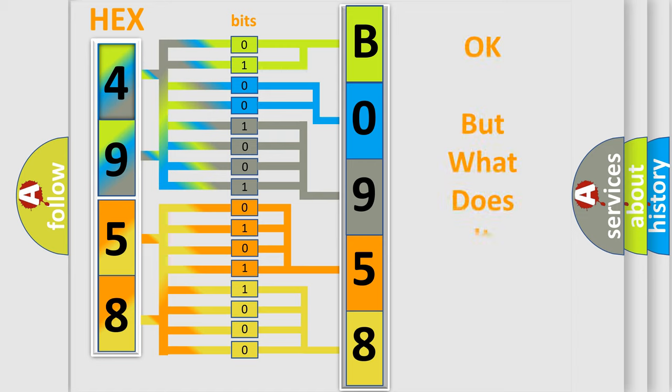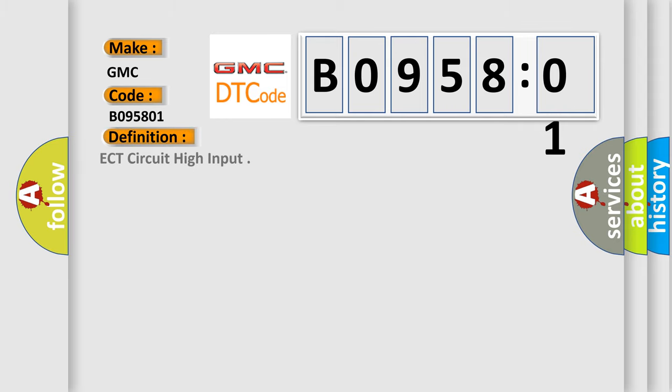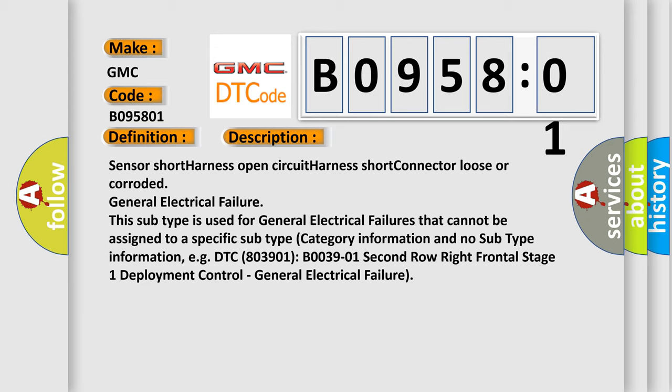The number itself does not make sense to us if we cannot assign information to what it actually expresses. So, what does the Diagnostic Trouble Code B0958-01 specifically mean for GMC car manufacturers? The basic definition is ECT circuit high input. And now a short description of this DTC code: sensor short harness, open circuit harness, short connector loose or corroded, general electrical failure.